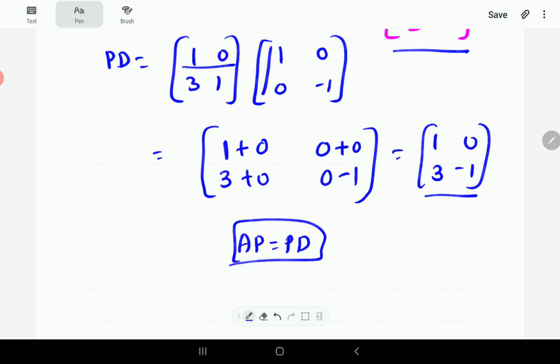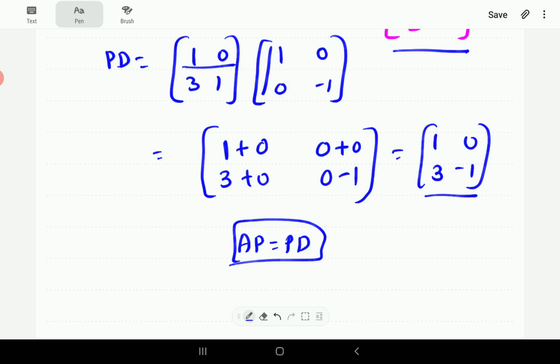Okay, so if in case they ask you P inverse, you have to find out P inverse also, with our usual method which we have discussed in module 2. You can use Cramer's rule, or you can use the adjoint method, or if you want you can use the Jordan method to find the inverse. So that's how you can find out the diagonalization.